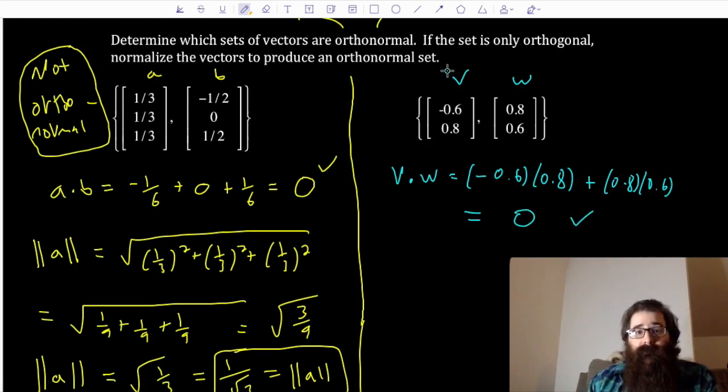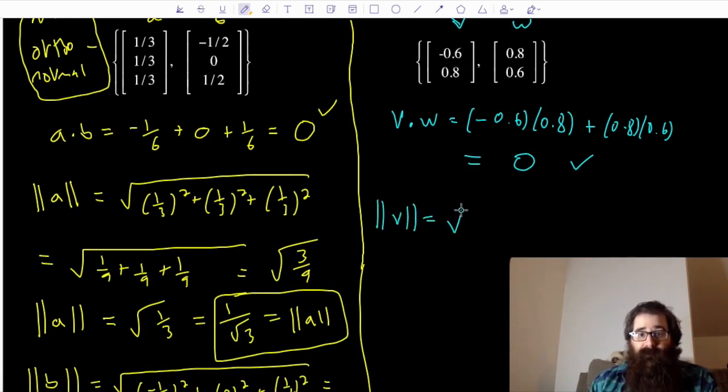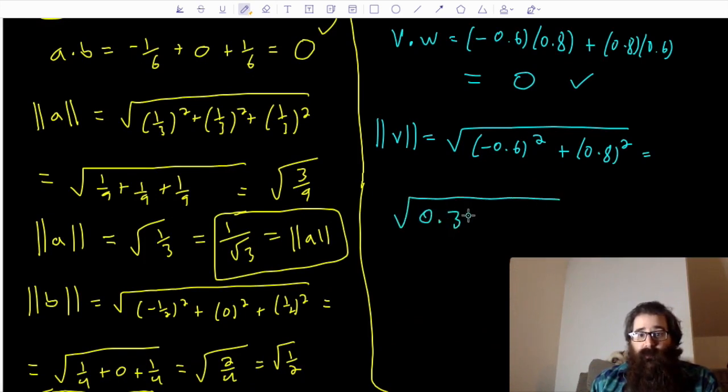But what about whether or not these are unit vectors? What about the length of the vectors? Well, let's find the magnitude. So magnitude of vector v, or the length or the norm of it, is going to be the square root of -0.6 squared plus 0.8 squared. And then here, this is going to give me square root of -0.6 times -0.6 gives me 0.36, plus 0.8 times 0.8 gives me 0.64. If I add these together, it's going to give me the square root of 1, which gives me 1. So that is a unit vector.